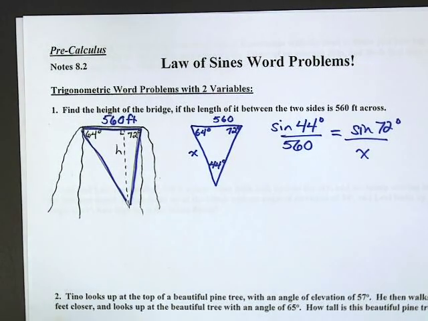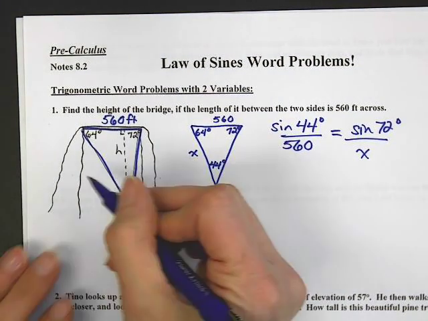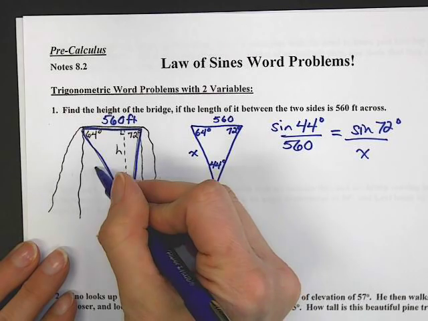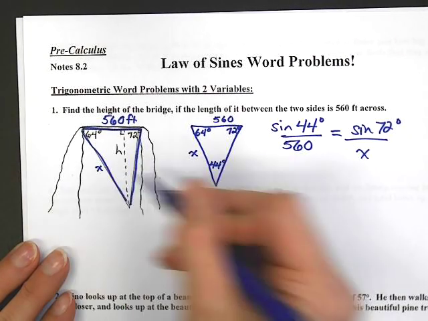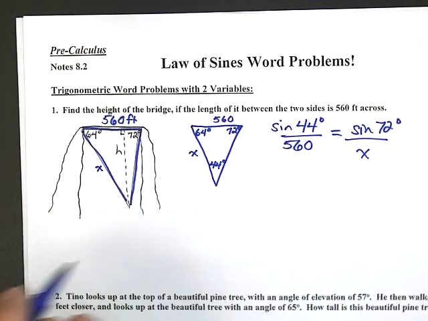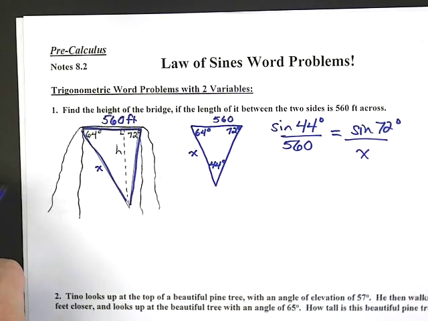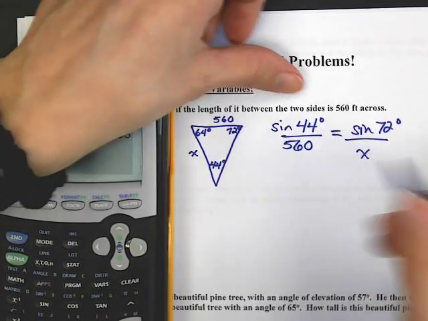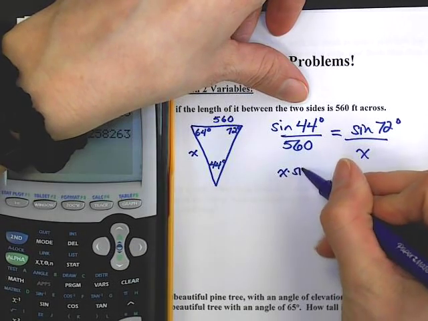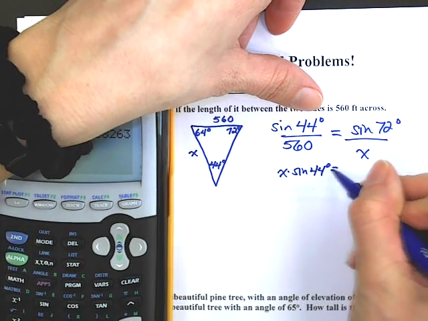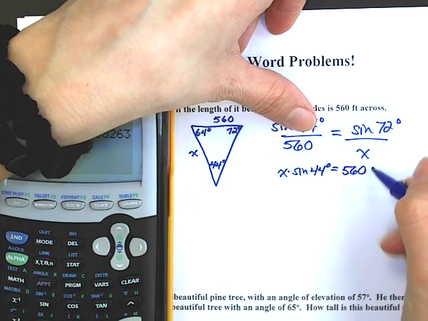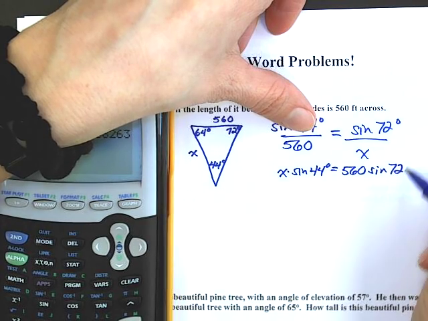Okay, sometimes people call these a walkabout problem. We're going to be finding side x right here, which we don't really need, but I am going to use that to help me find the hypotenuse. Okay, so step one, let's find x. When we cross multiply, it's x times the sine of 44 equals 560 times the sine of 72.